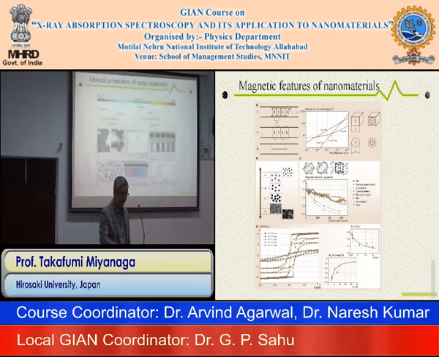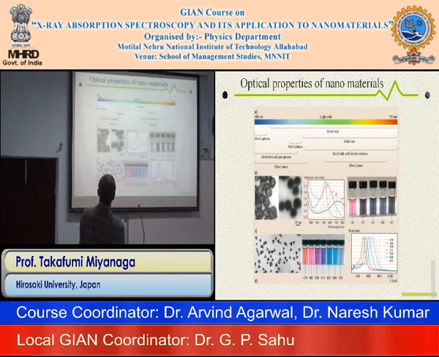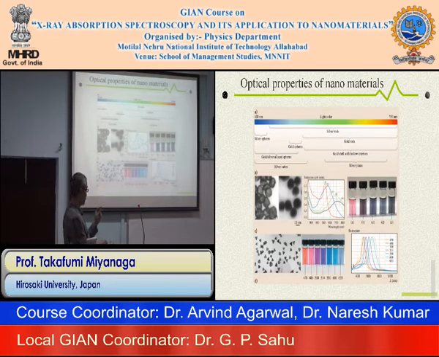Another interesting property is the optical properties. Here are the colors of the systems, from red to blue. These are all colors from metal nanoparticles. Here are silver spheres and gold spheres, a gold rod, and silver plates or silver cubes, which depend on the diameter or shape of the metals. So they show very, very interesting colors.